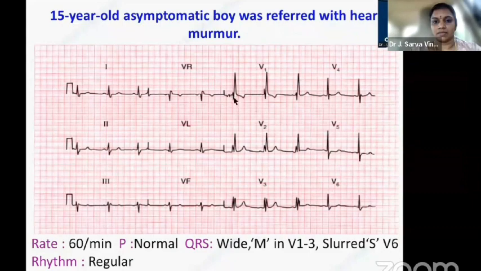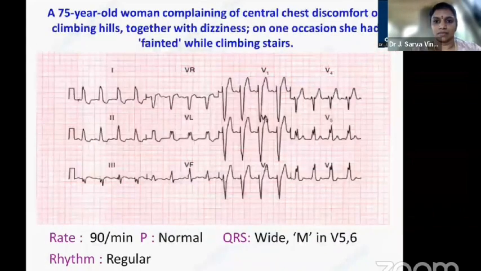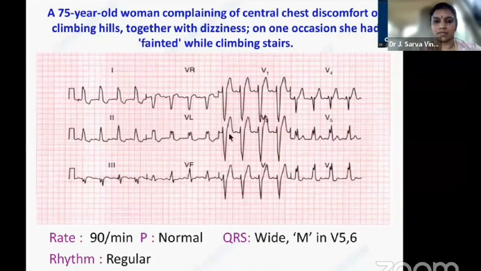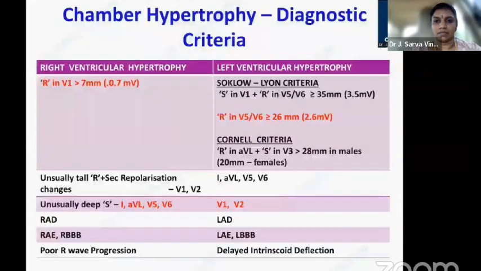So we are going to concentrate on the QRS here. What do we see here? We can see RSR pattern in V1 to V3 and a slurring in V6. So this is indicative of right bundle branch block. And here we can see the broad R wave or the M pattern in V5 and V6 and a sort of W pattern in V1 to V3. This is indicative of left bundle branch block.